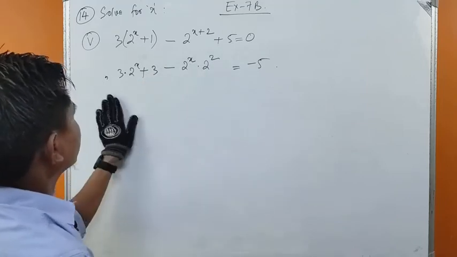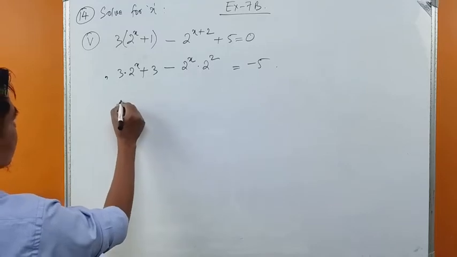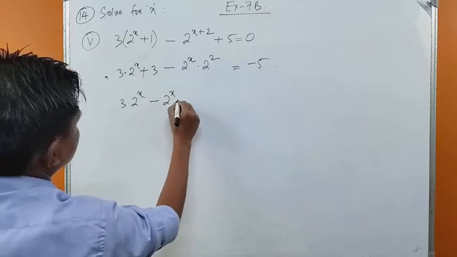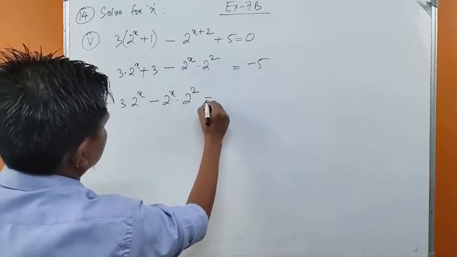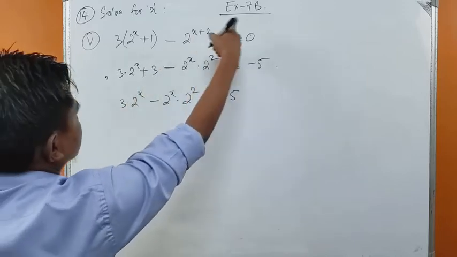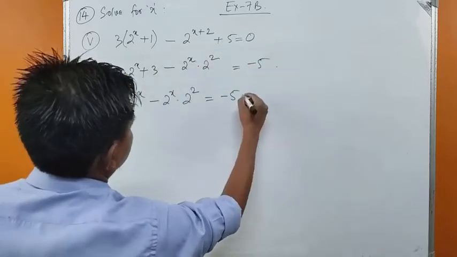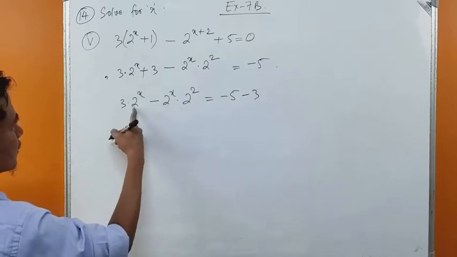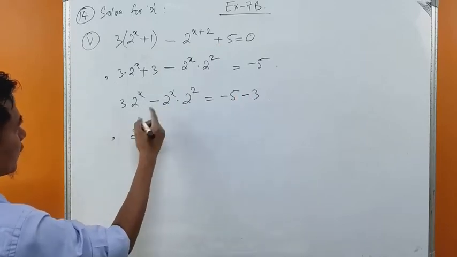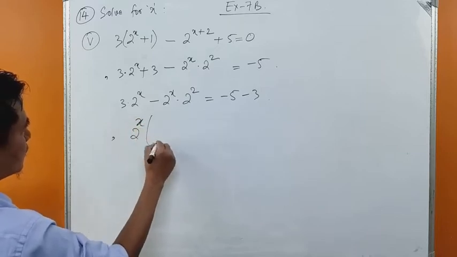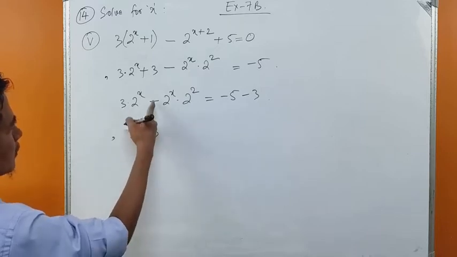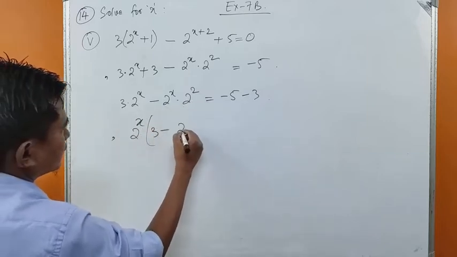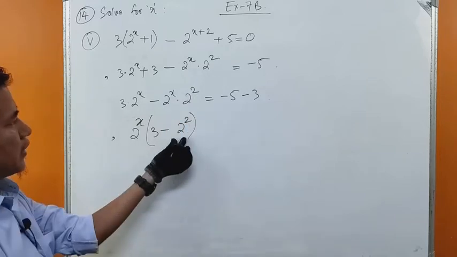Okay, now you can see 3 into 2 to the power x minus 2 to the power x into 2 squared equals minus 5. Plus 3, I take to the right hand side, so this becomes minus 3. Okay, so 2 to the power x is taken common. Now 3 remains within the bracket, minus 2 to the power x is taken common, and 2 squared remains within the bracket.